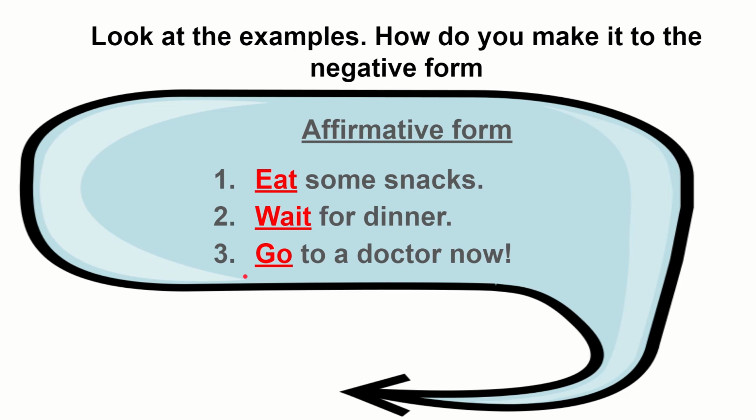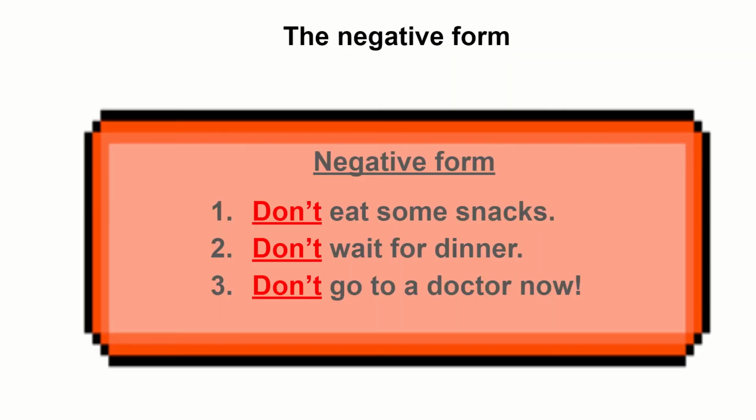How do you make them into negative? The opposite of these 3 sentences. Let's see. You use don't. Number 1, don't eat some snacks. Number 2, don't wait for dinner. Number 3, don't go to a doctor now. As you can see, it is all in the negative form where you use don't.